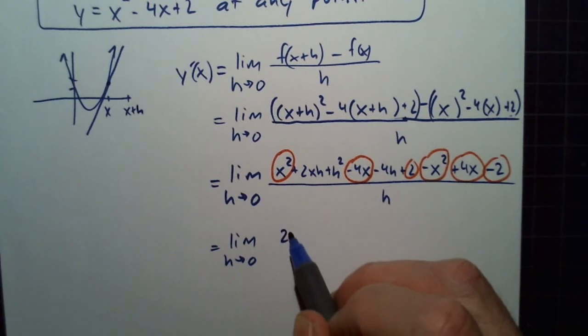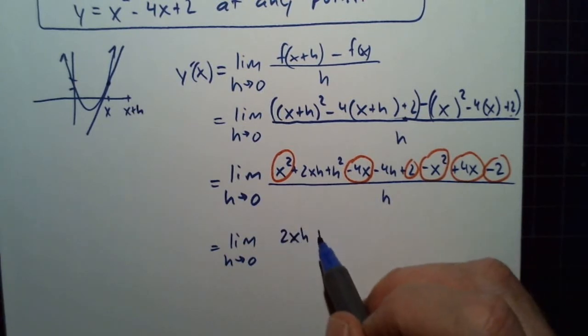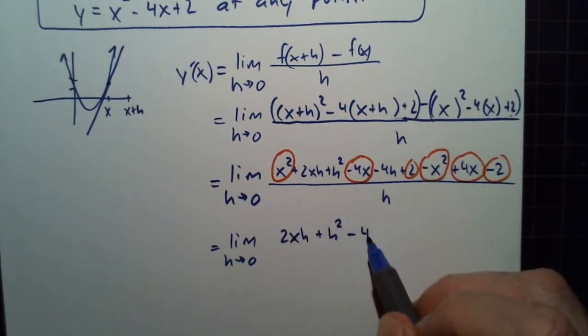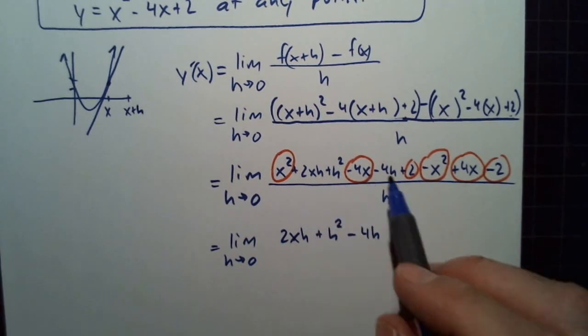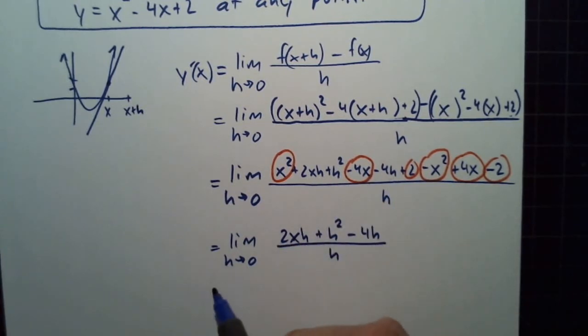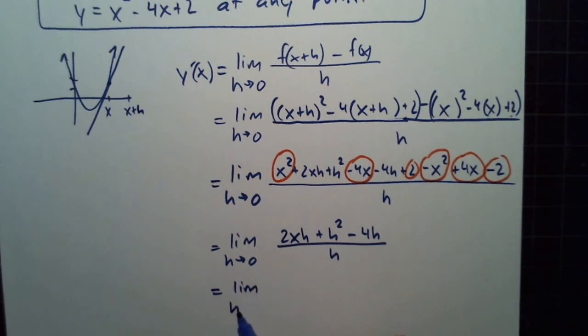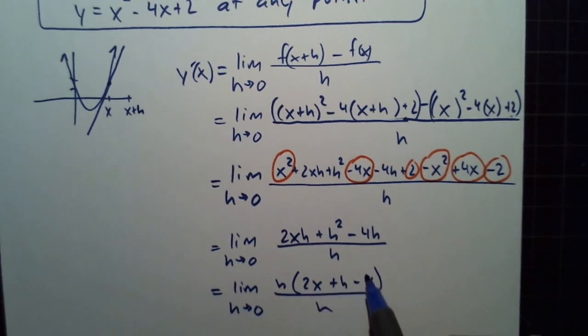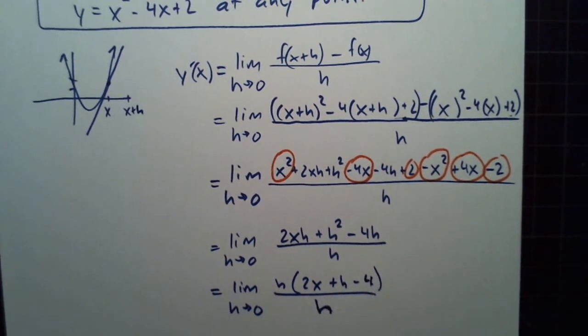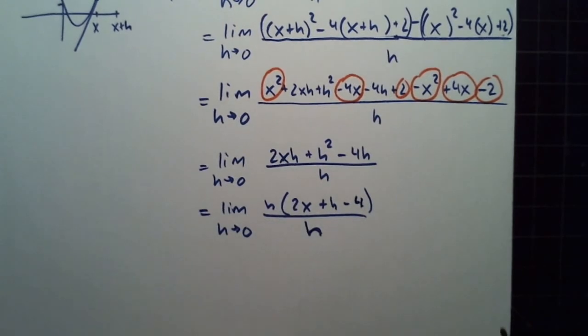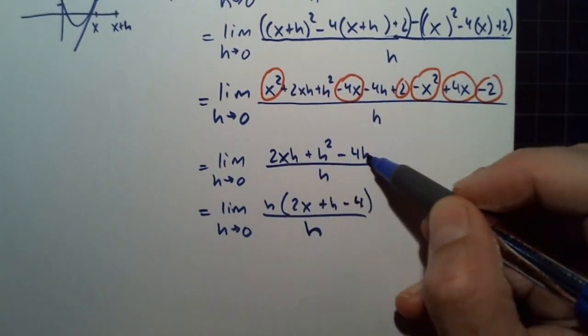And this will have, I'll just rewrite it, 2xh plus h squared minus 4h. Just copy what's left over h. Factoring, 2x plus h minus 4 over h. So they all have an h.